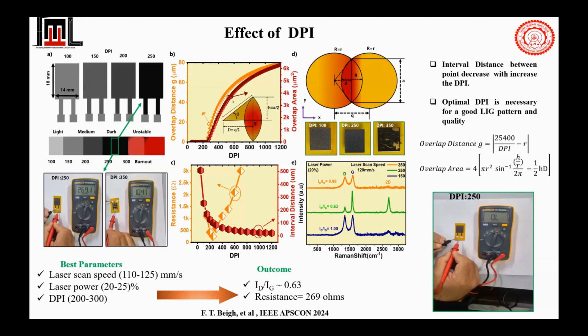With 250 DPI, what we figured out is that our resistance was 269 ohms, and with 350 DPI it was in mega ohms. So if we control this gap, this G, the distance between spots, we can control the resistance. We can see here as well how the resistance is changing. So this is the overall area distance that we can calculate, and using this, you have to control this in order to have a highly conductive material that should not have gaps.